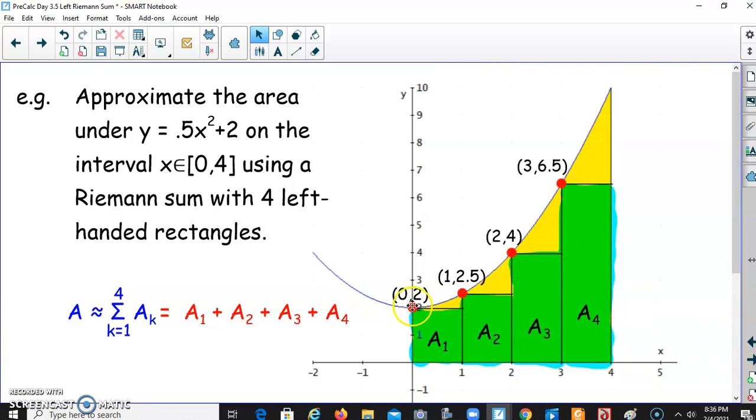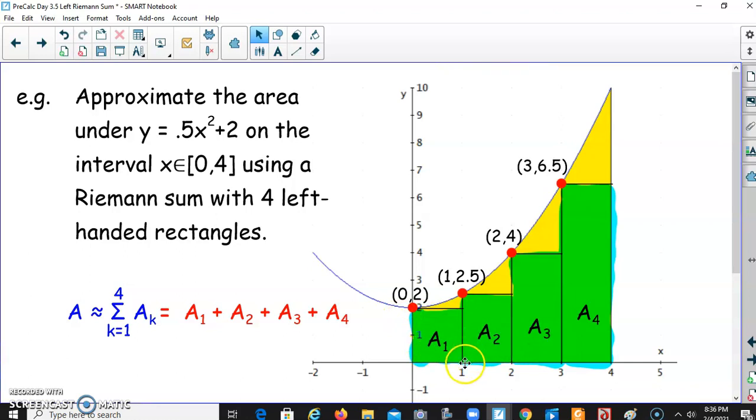So the next thing I want to do is locate the coordinates of the left corners that are meeting the curve. Now where did I get (0, 2), (1, 2.5), (2, 4), and (3, 6.5)? By merely plugging the x coordinate into this equation. So when x is 0, and I follow that straight up, 0.5 times 0 squared plus 2 is 2, and that's my y coordinate, so that's the height of this first rectangle. It's 1 unit wide and 2 units tall.